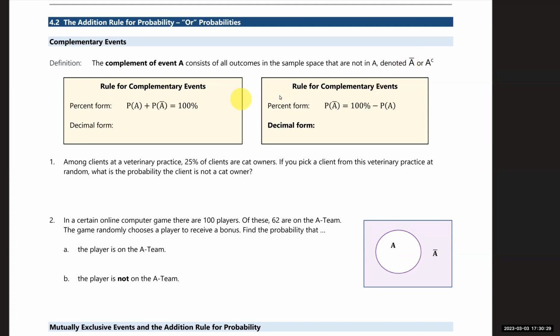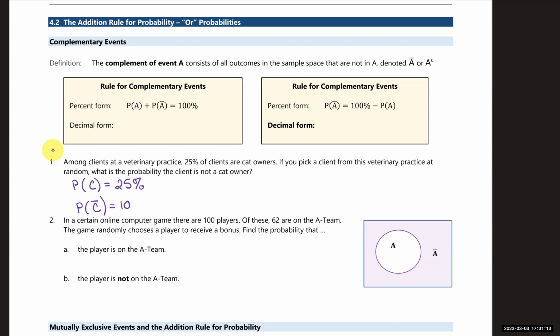All right, so to introduce the rule for complementary events, let me show you this example. Among clients at a veterinary practice, 25% of clients are cat owners. If we pick a client from the practice at random, what is the probability that the client is not a cat owner? I'm going to use this opportunity to go through notation for probability. So let's do the given information. I'll do C for cat. So the probability of picking a cat owner would be 25%. So the probability of picking someone that's not a cat owner would be everybody else.